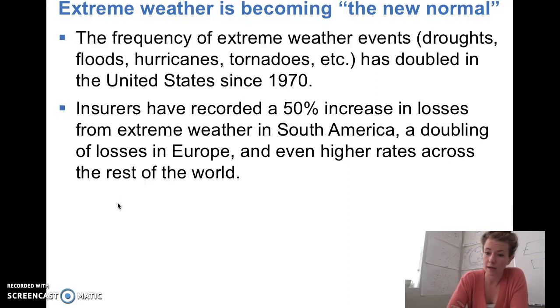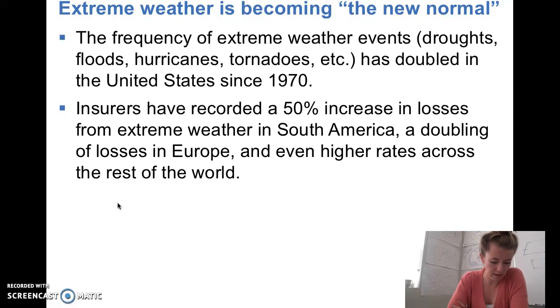So for example, in the US in 2012, it was the hottest year ever recorded. There was a freakish heat wave in March, and then a severe summer drought. That's kind of where our really gnarly California drought started. And Superstorm Sandy on the East Coast inflicted $65 billion of damage along the Atlantic coast. We'll talk about Sandy a little bit more later. Because of all this, insurers have recorded a 50% increase in losses from extreme weather in South America, a doubling of these losses in Europe, and even higher rates across the rest of the world. So insurers are noticing this as well.